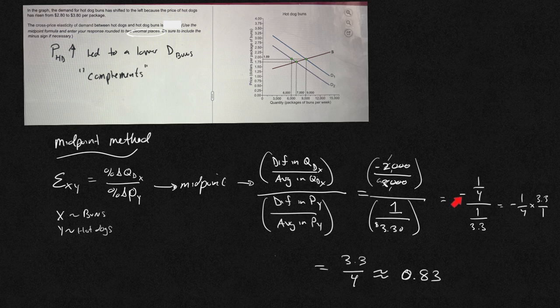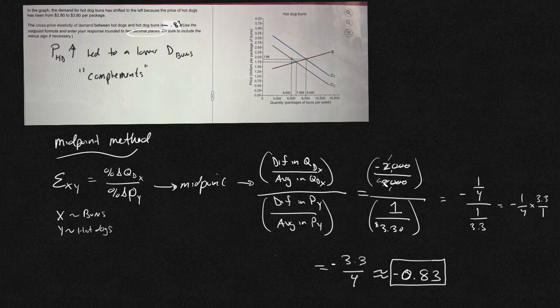Now we have to double check. Remember there's a negative sign here. I forgot that, so don't forget the negative sign, because this is very important in cross-price elasticity to have a negative sign or a positive sign. Okay, so that is how we would solve this out, trying to figure out what our cross-price elasticity is. So here we would put negative 0.83.